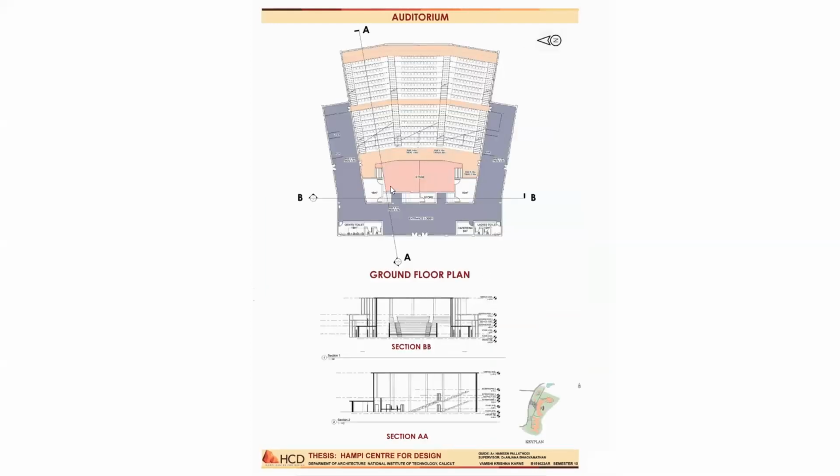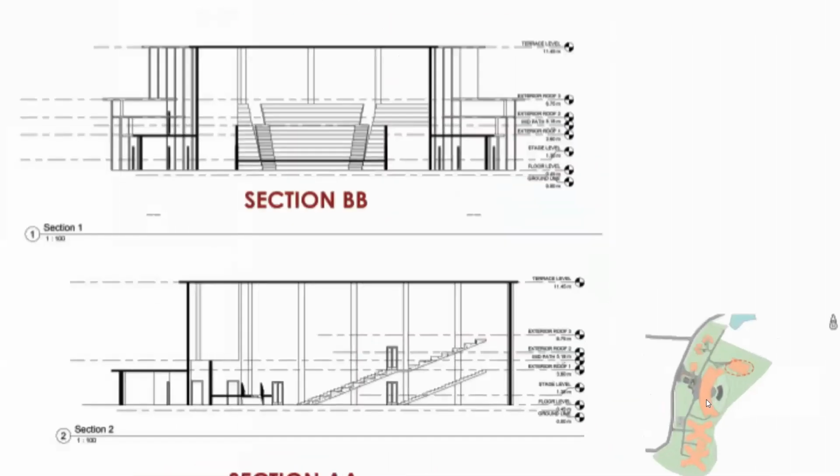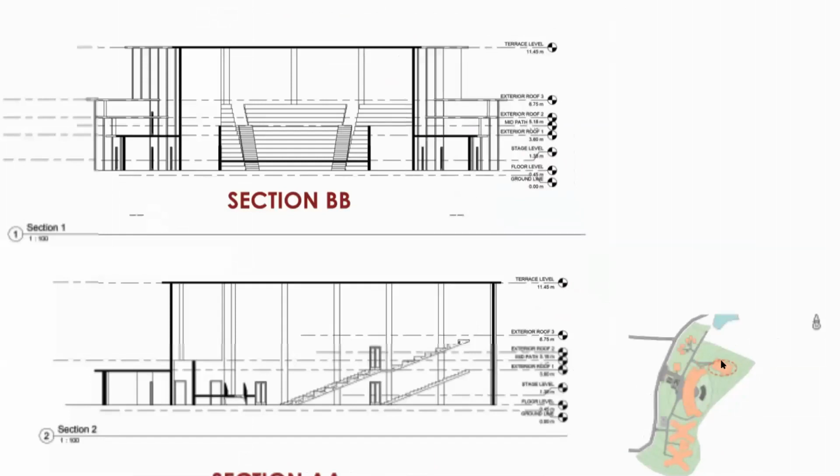This is the auditorium, which has a capacity of 600 students. It is very closely spaced from the academic building. Here we can directly enter the auditorium from one of the corners of the academic building.